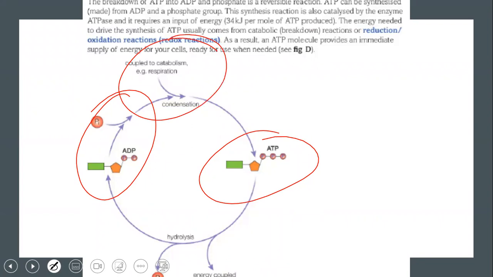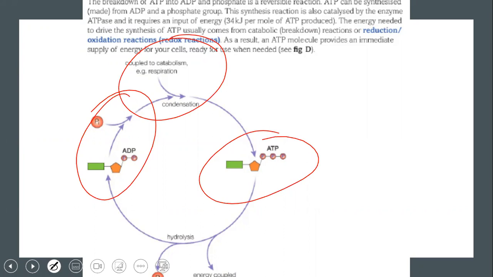Now, to make ATP, to do the condensation reaction and join the ADP back with the phosphate head, we need energy. Where does this energy come from? This energy comes from the reduction and oxidation reactions that are taking place inside the cell. Those redox reactions will provide the energy so that ADP can combine with the phosphate group and give you ATP. So the breakdown of ATP gives us energy.